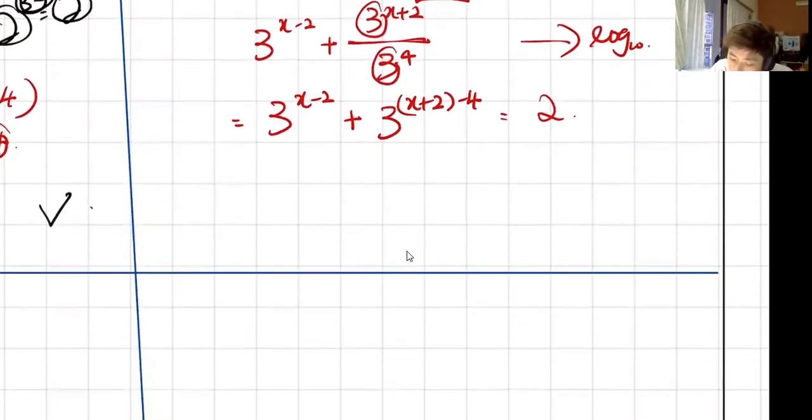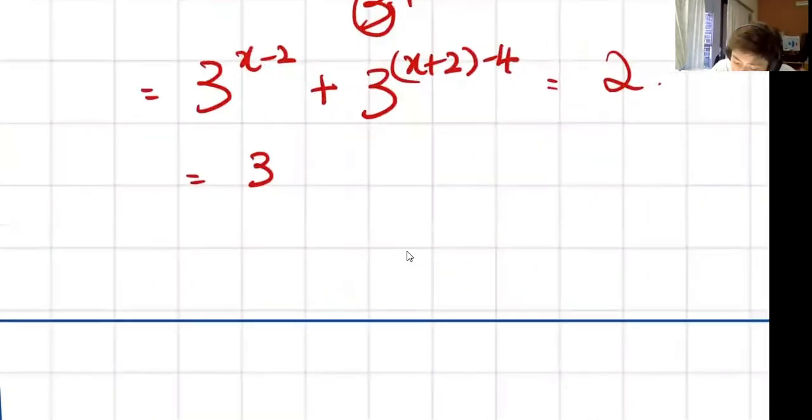Okay, so what you do now is you try to further solve it first. You get 3 to the power of x minus 2. I simplify this term. What I'll get is plus 3 to the power of x plus 2 minus 4. You just take the number 2 minus 4. What you get is x minus 2.